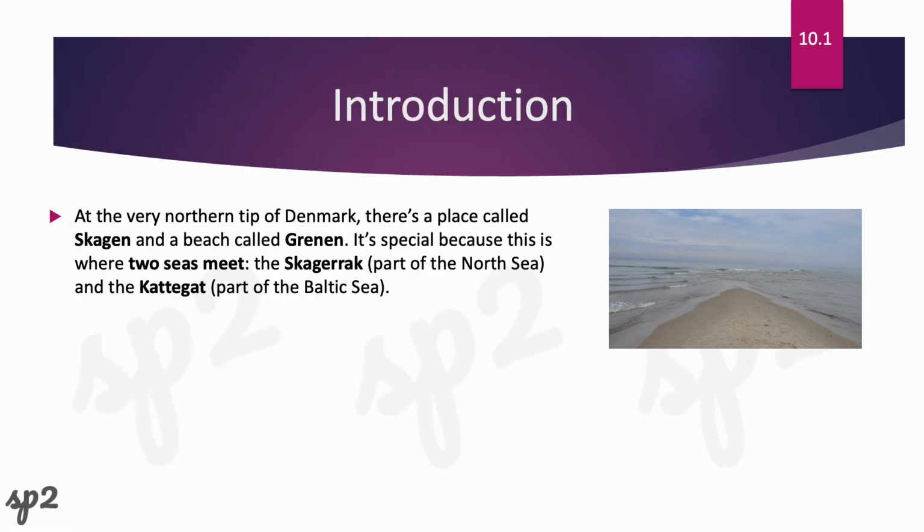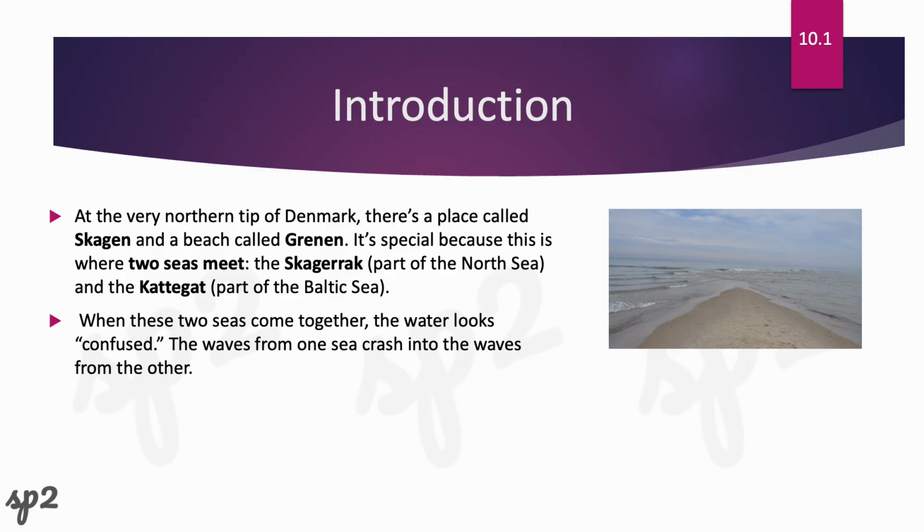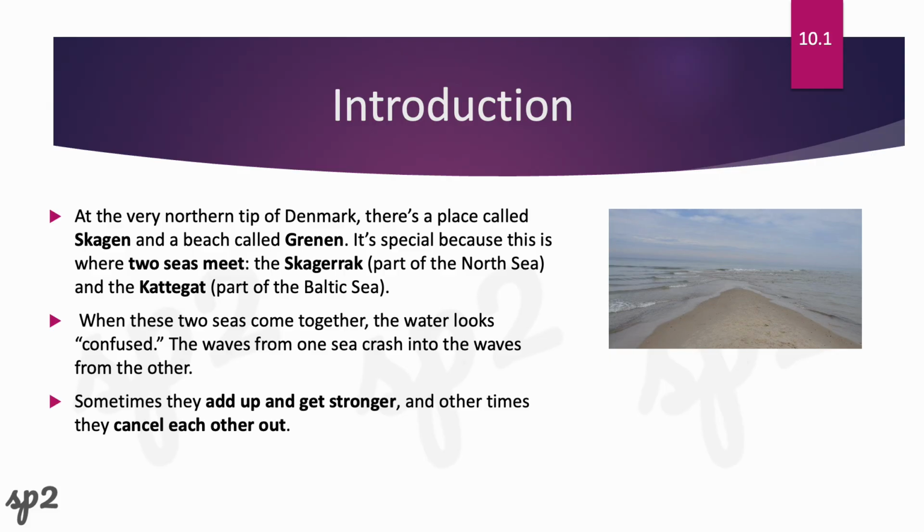Okay, so I'm going to start with a very interesting analogy. In Denmark, there's a place called Skagen and a beach called Grenen. It's a very special place because we have two seas meeting each other, the Skagerrak and the Kattegat. When these two seas come together, it seems that the water is somehow confused. The waves from one sea crash into the other one, and sometimes they add up and get stronger, and at other times they cancel each other out.